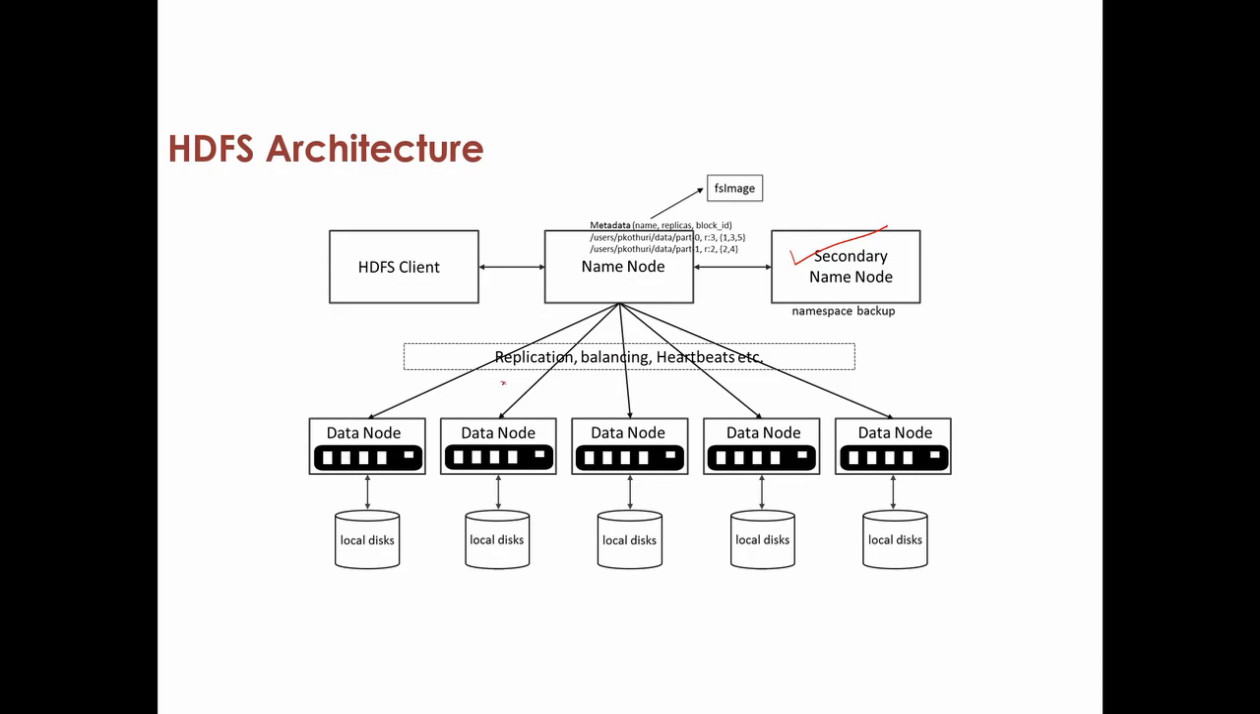And these are the key tasks apart from interacting with the client. So replication is a key task. Balancing is another key task. Balancing basically makes sure that the data is balanced across the data nodes, and heartbeats are to ensure that the name node knows which of the data nodes are up and running and which are down.